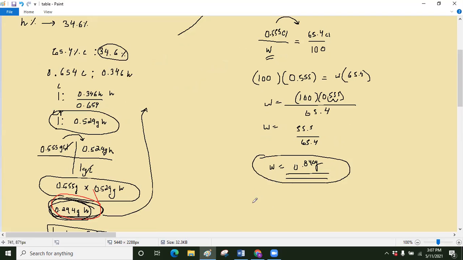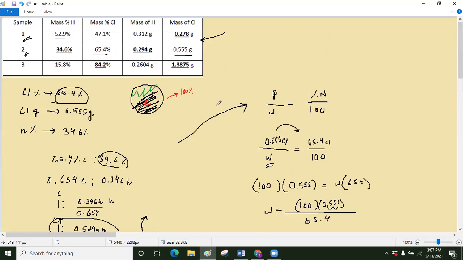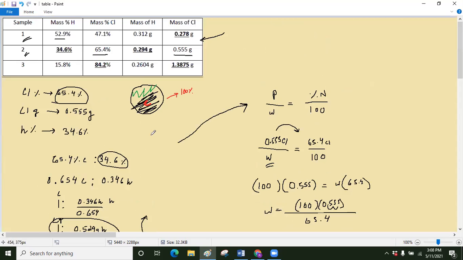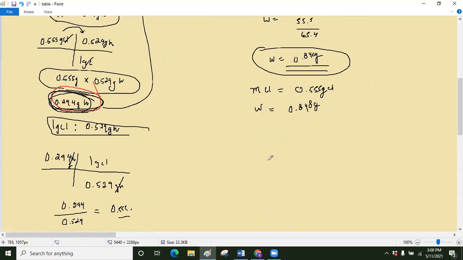So you have your mass of chlorine, which the table gave you is 0.555 grams of chlorine. And you have your whole, the total mass of the substance, which you just solved for, which was 0.848 grams. And you want to figure out how much mass of that is hydrogen. Not its percentage yet, but in terms of its grams. Just keep moving forward with what seems easy, basically.